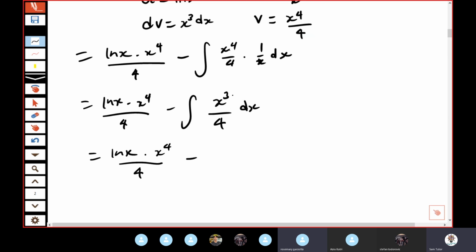Take away... well, x cubed becomes x to the power of 4 when you integrate it. Over.